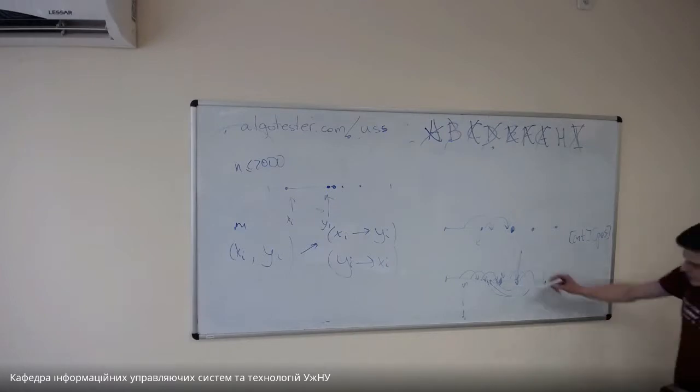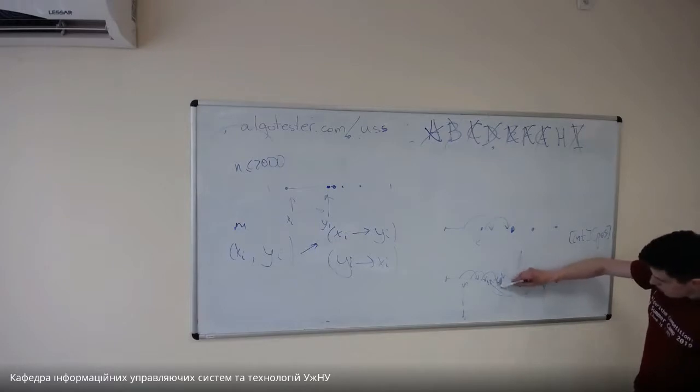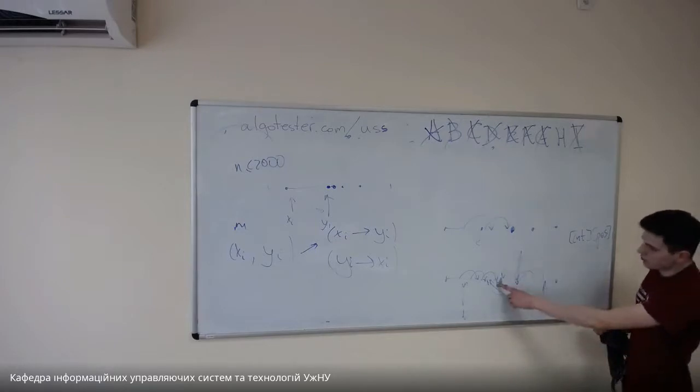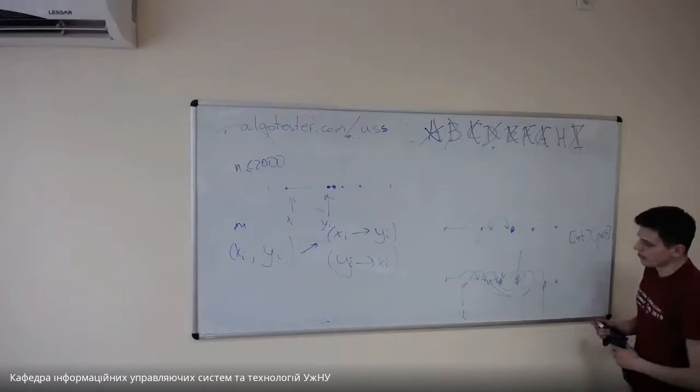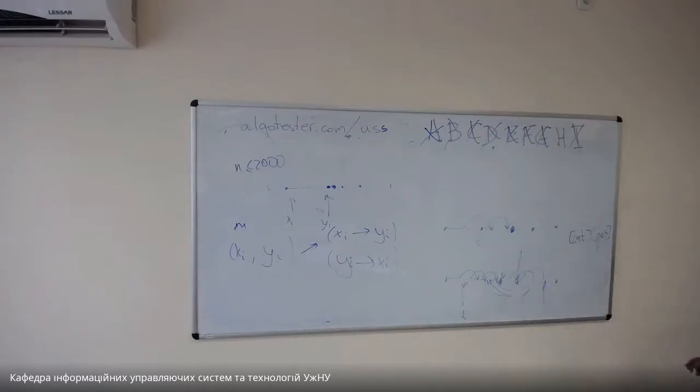So if there is such a range that goes through both of those, then we have a solution. Or if the distance between them is smaller than M, then we have a solution as well. So just two of those cases.